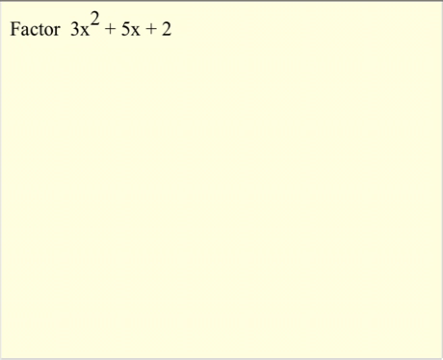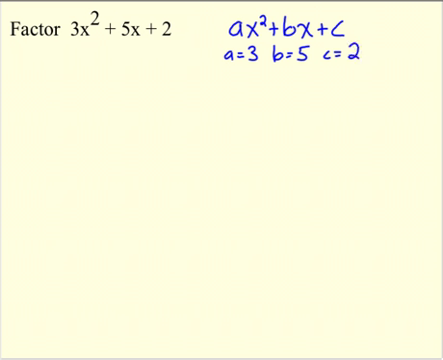Step 2. Find 2 numbers whose product is a times c and whose sum is b. Now remember, in Chapter 9, quadratic equations are in the form ax squared plus bx plus c. So in this case, our a term is 3, our b term is 5, and our c term is 2. And so what we do is we take a times c, so that's 3 times 2, and that gives us 6.